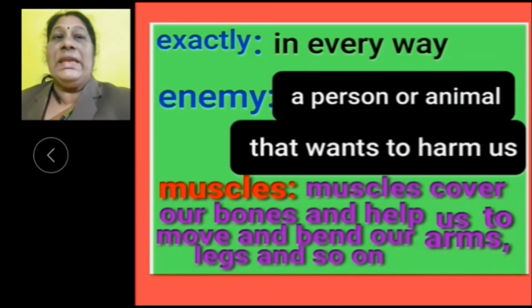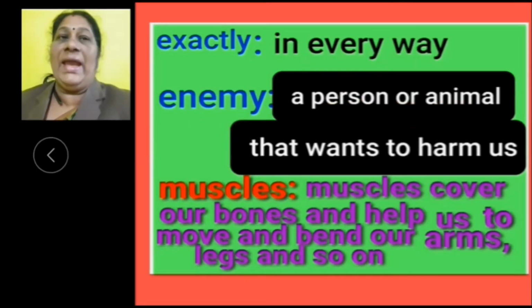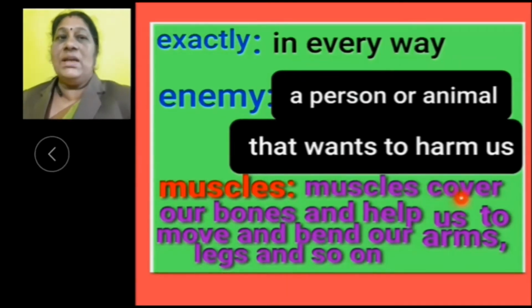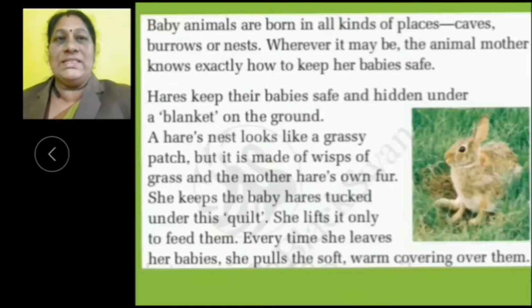Enemy, a person or animal that wants to harm us. What is the meaning of enemy? A person or animal that wants to harm us. Muscles. Muscles cover our bones and help us to move and bend our arms, legs and so on. What is the meaning of muscles? Muscles cover our bones and help us to move and bend our arms, legs and so on. Now children, let us start the reading of the lesson.